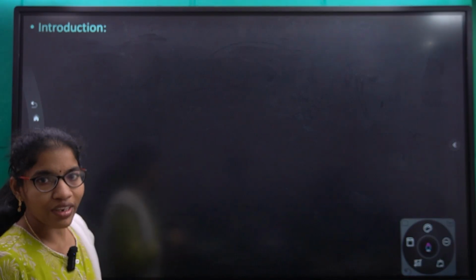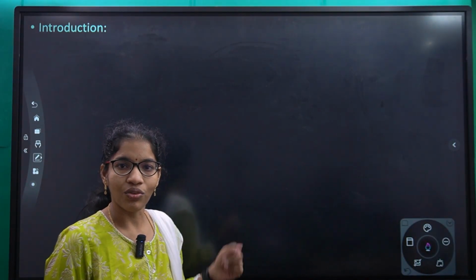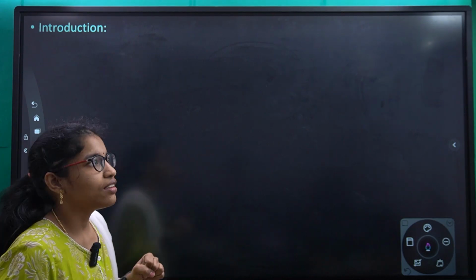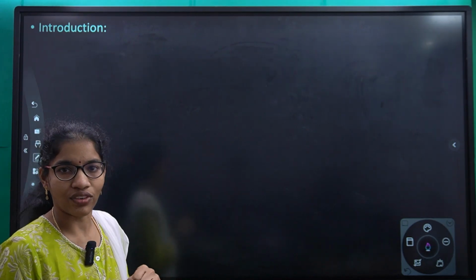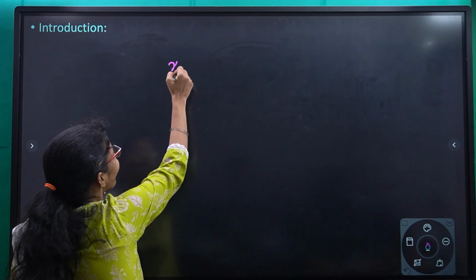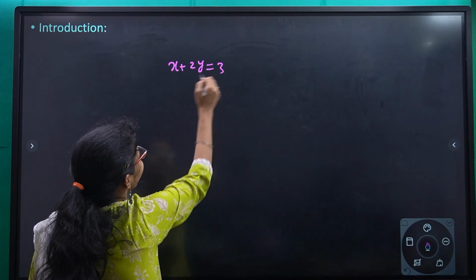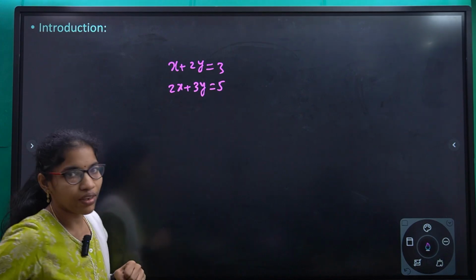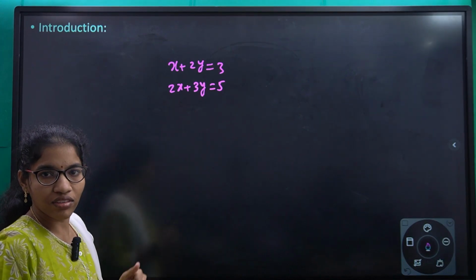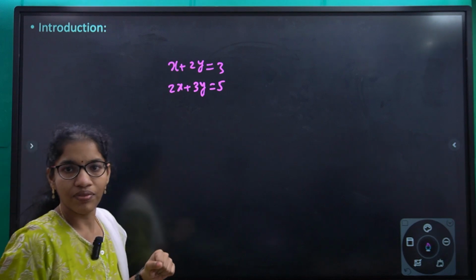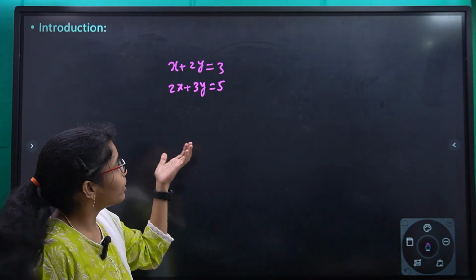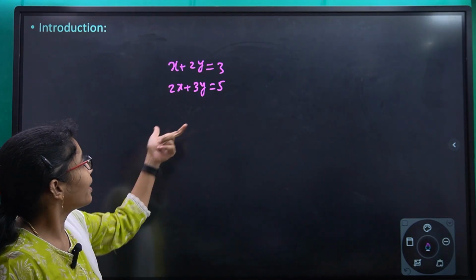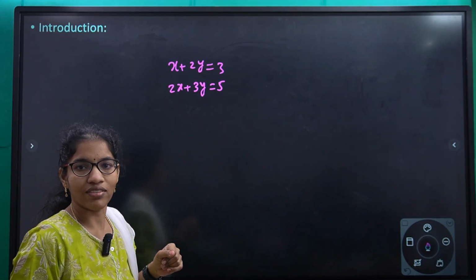So why are we talking about matrices here? What is the main purpose of matrices actually? Suppose you have linear equations like x plus 2y equals 3 and 2x plus 3y equals 5. Can I solve these linear equations? Can I get the values of x, y? Yes, by using the elimination method or substitution method or cross multiplication method. Any method you apply here, you will get the x, y values, right?